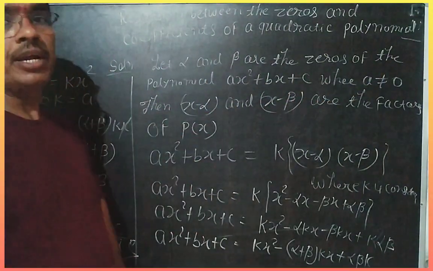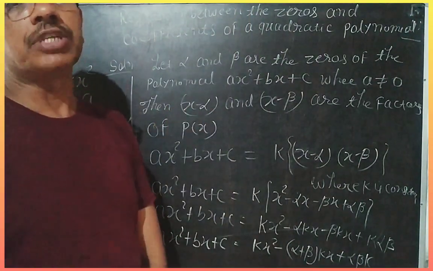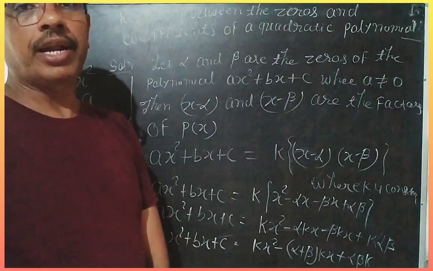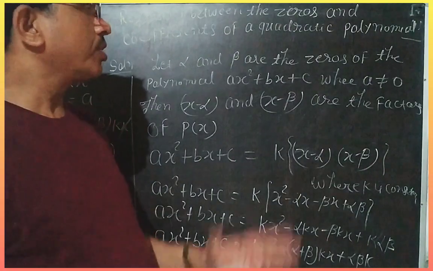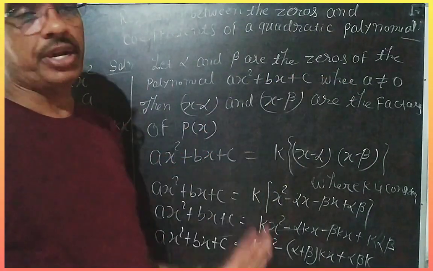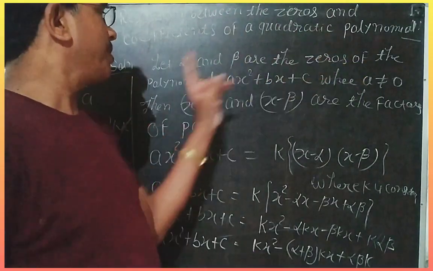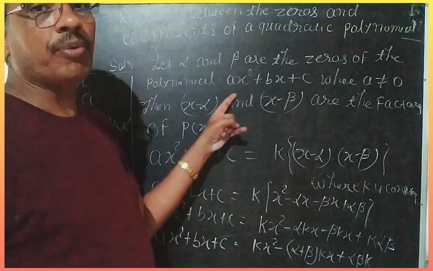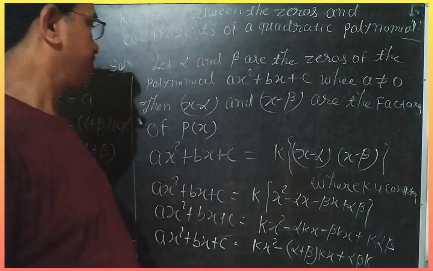Suppose it is a quadratic polynomial, then the number of zeros is 2. One zero is named alpha, another is named beta. Another name for the zeros is the roots, so one root is alpha, another root is beta. Let alpha and beta be the zeros of the given polynomial ax square plus bx plus c. It is the general form of the quadratic polynomial, where a is not equal to 0.